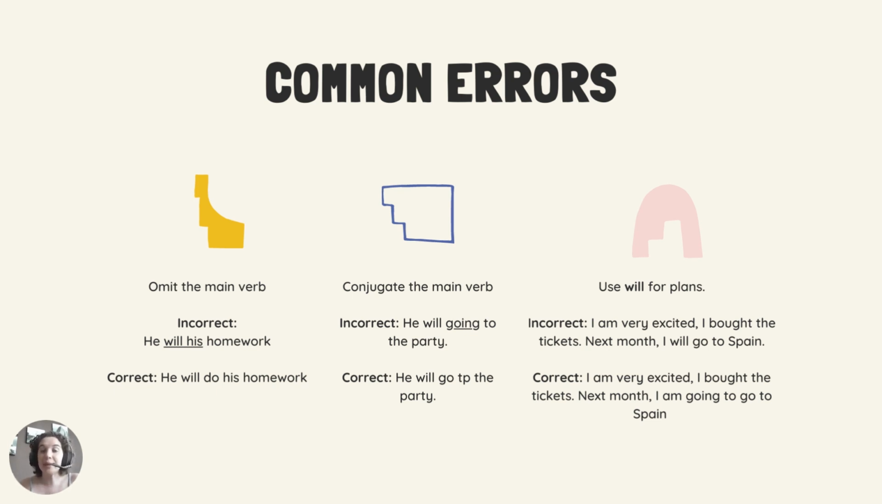And then when we are talking about will, we need to understand that again, will is for predictions, not for plans. So you have to be careful. People, for example, would say, I'm very excited, I bought the tickets, next month, I will go to Spain. But if you already have the tickets, that means that this is a plan. So I would say, I'm very excited, I bought the tickets, next month, I'm going to go to Spain. So this is totally different. I'm not making a prediction, but I already have the tickets, so this is a plan.